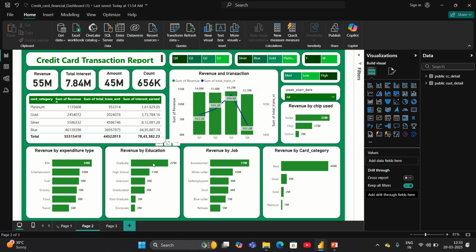Revenue by education. Here we can see graduate people contributed the highest revenue of 22 millions, while doctorate holders contributed very little. Revenue by job category. Here we can see a businessman spends the highest, followed by white collar, self-employed. Retirees spend least.